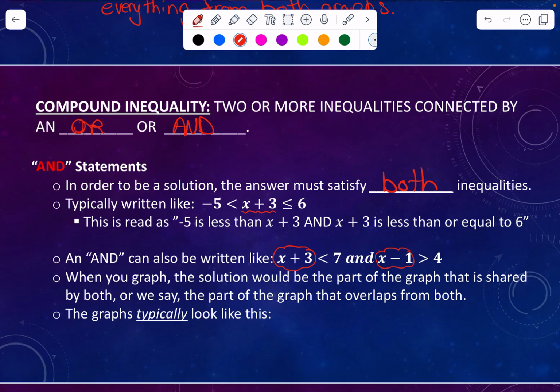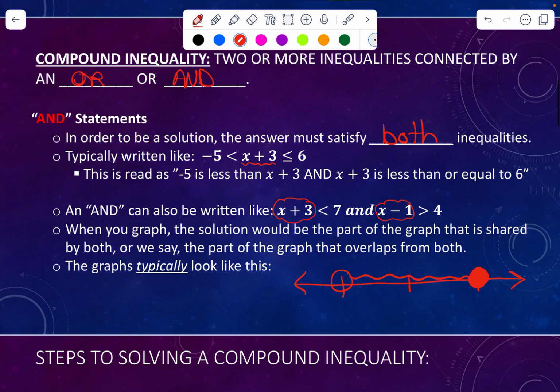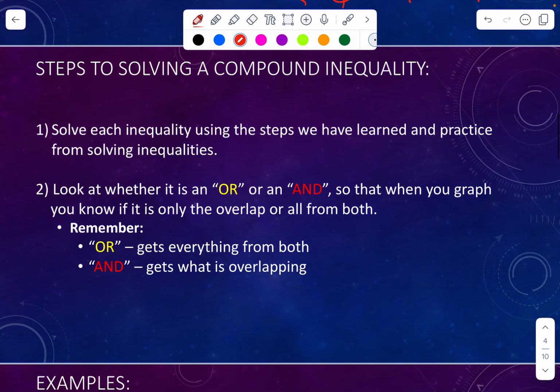So typically what happens on an and compound inequality is you're going to get a graph that looks like this. It might be an open or a closed circle, and then you're going to have shading in between. That will be the part that is overlapping. So that's what they look like. All right, so how do we solve them then?